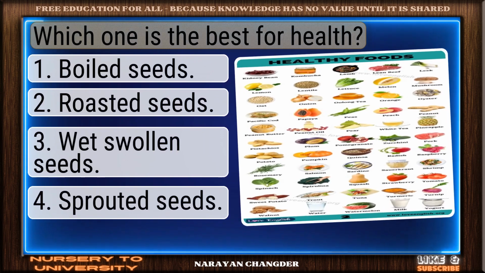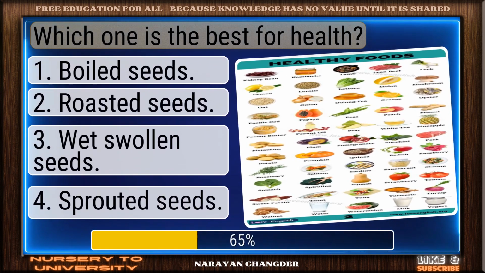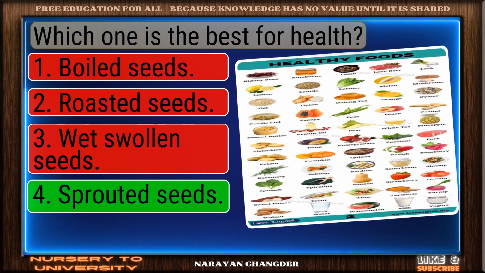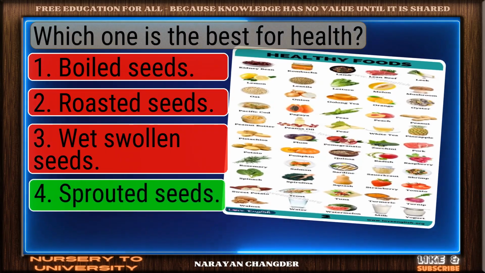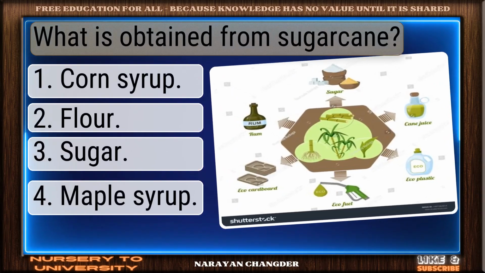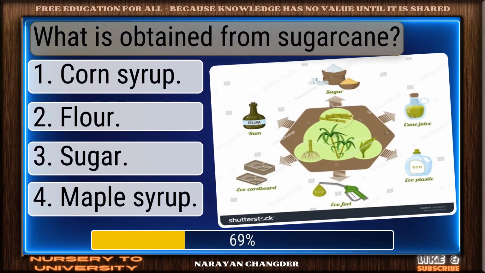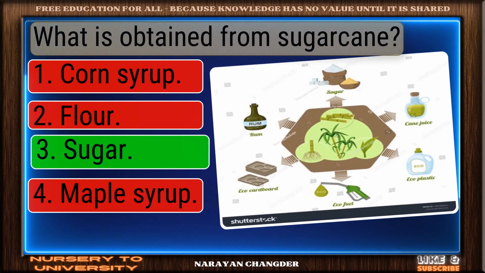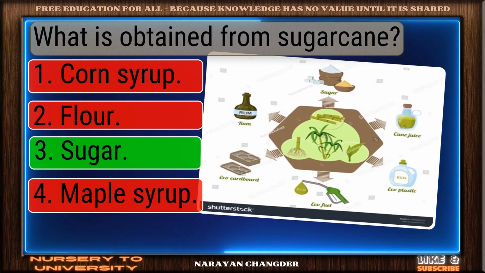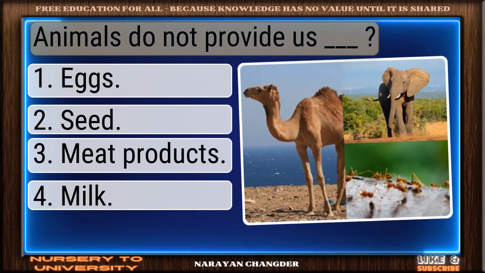Which one is the best for health? Great job. Sprouted seeds is the accurate answer. What is obtained from sugarcane? Perfect. Sugar is the correct choice. Animals do not provide us dash.